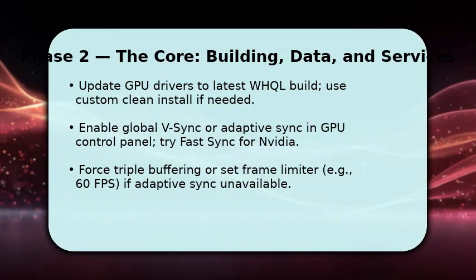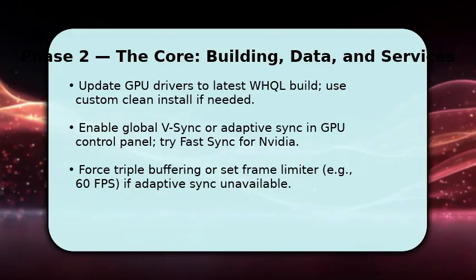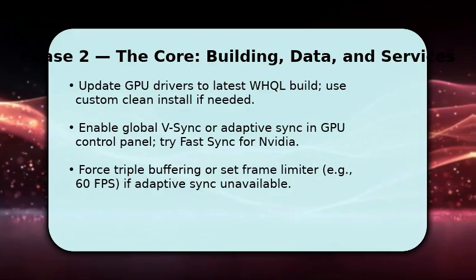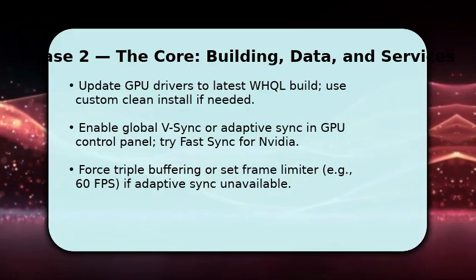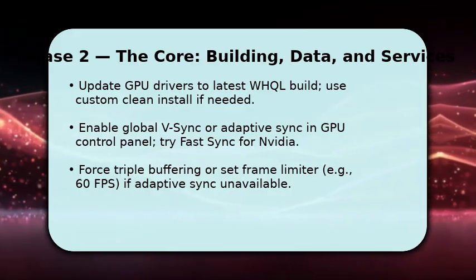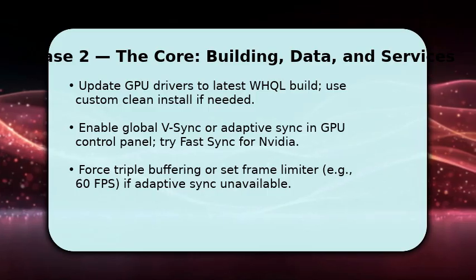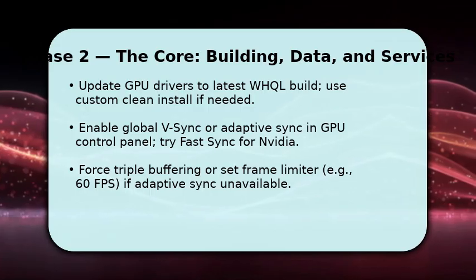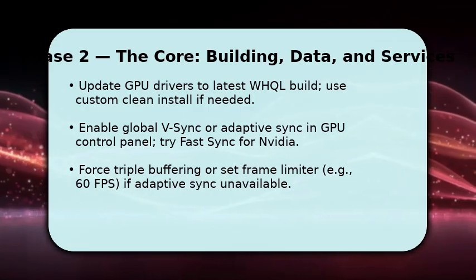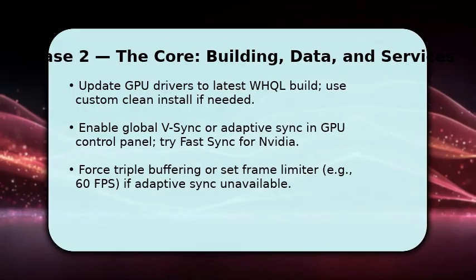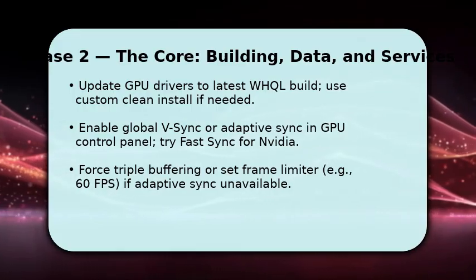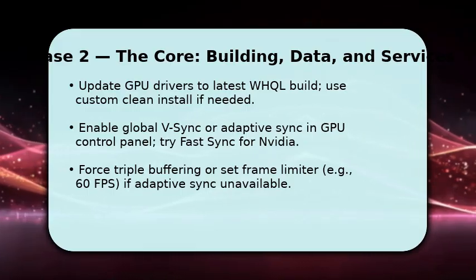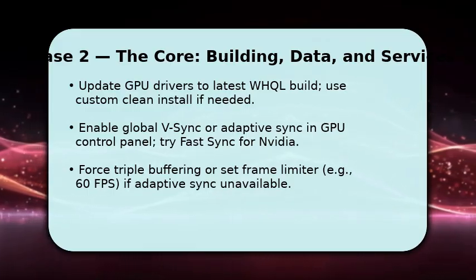Next, address the GPU layer because that's often the culprit. Update your graphics drivers with a clean install. Drivers can silently fix tearing. Open your GPU control panel and enable Adaptive Sync or Global VSync. NVIDIA users can try Fast Sync, while AMD users enable Enhanced Sync. If Adaptive Sync isn't an option, force triple buffering and set a frame limiter, for example 60 FPS, so frames and refresh align. Make adjustments one at a time and test after each change.